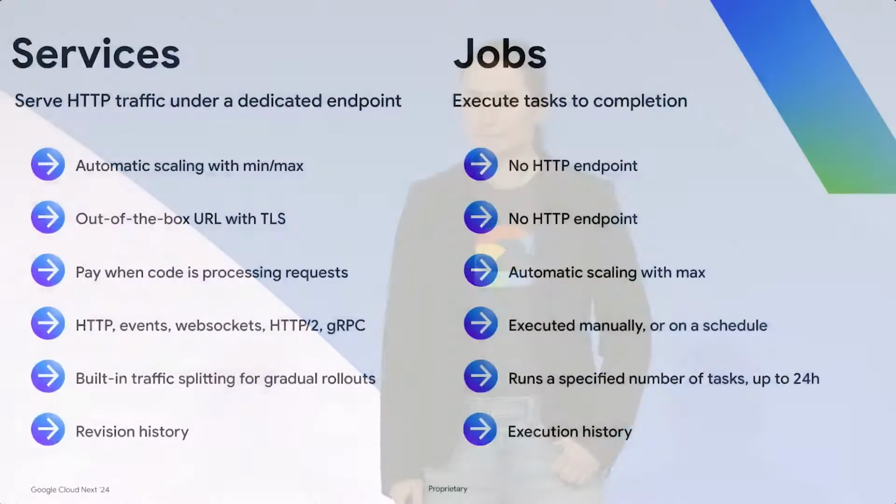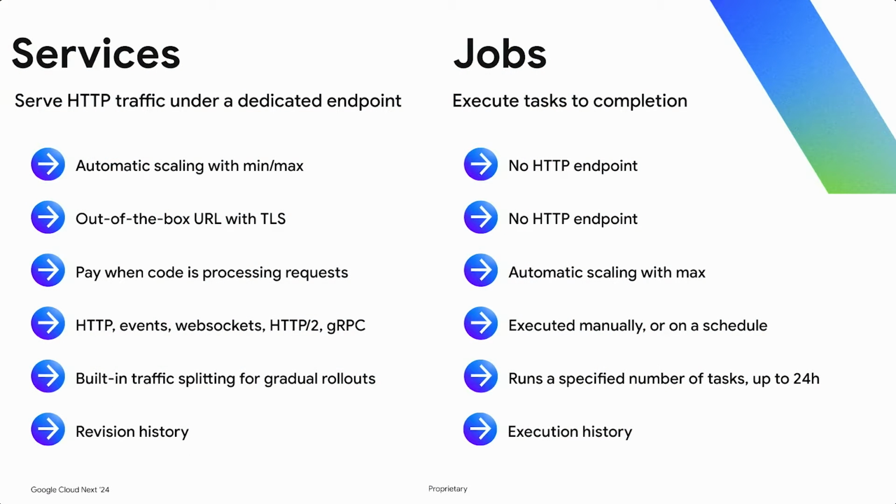The other resource type is a job. Cloud Run jobs run a container to completion, so they are not triggered by HTTP requests. And Cloud Run jobs can be executed manually or automatically on a schedule. And you only pay while the job is being executed. You will see both types of resources demoed today.